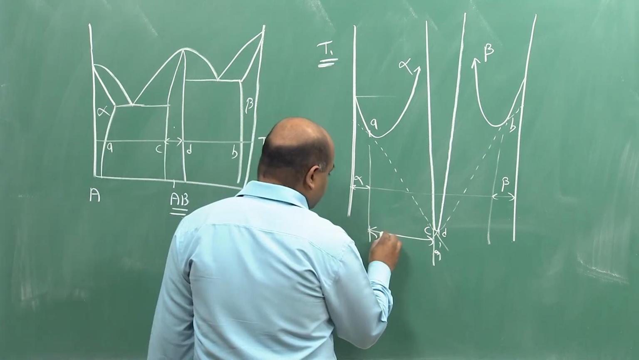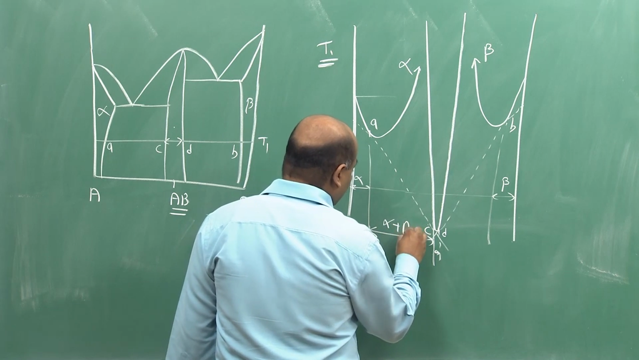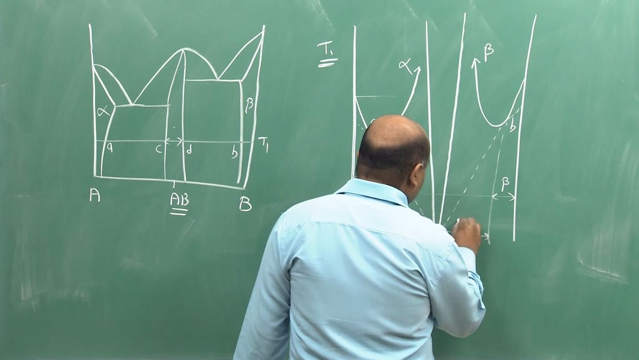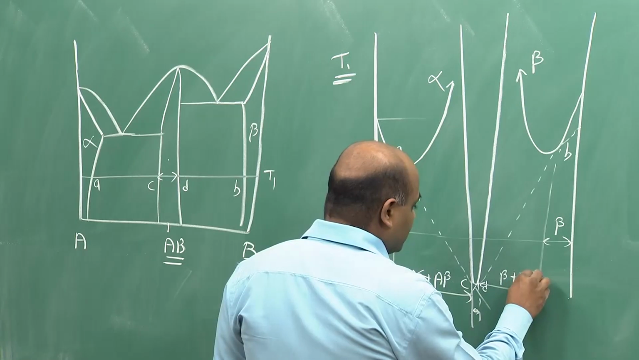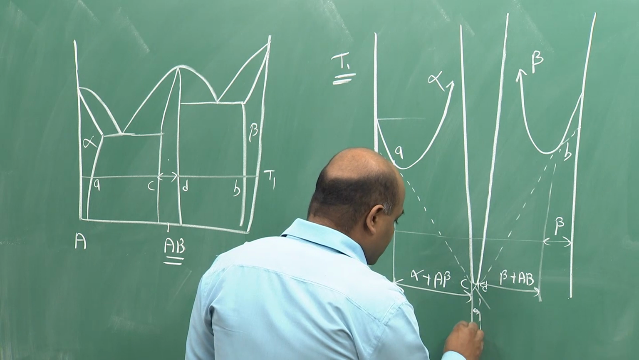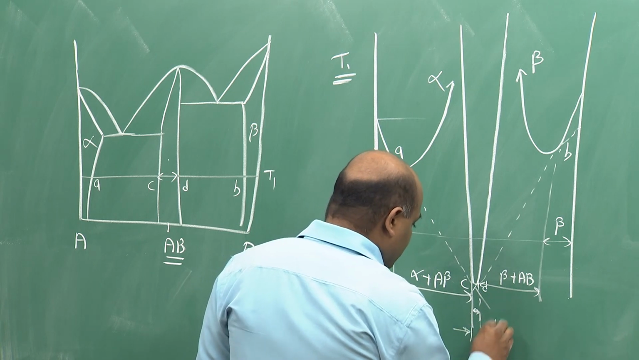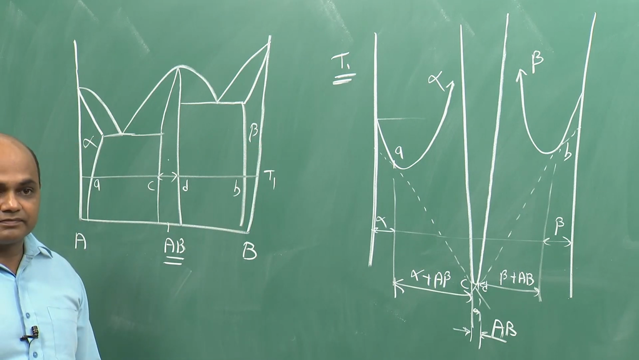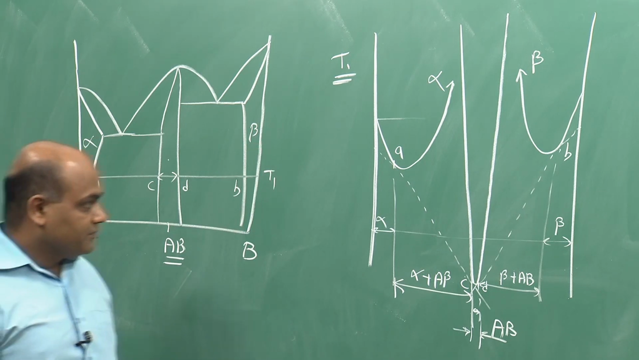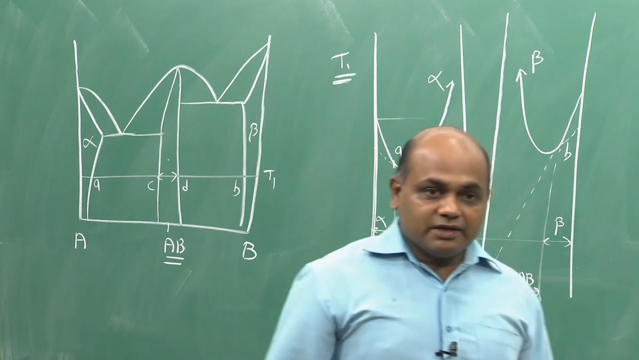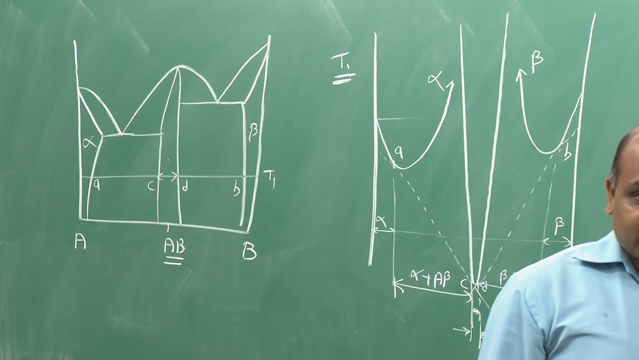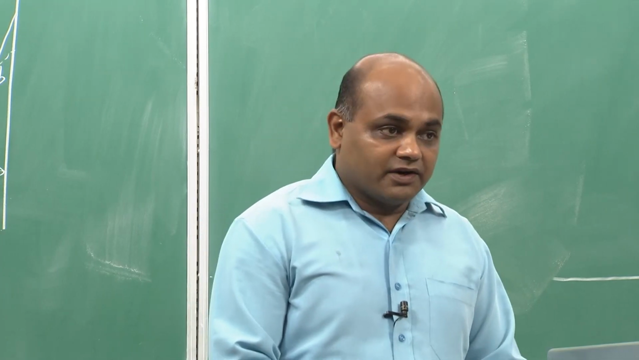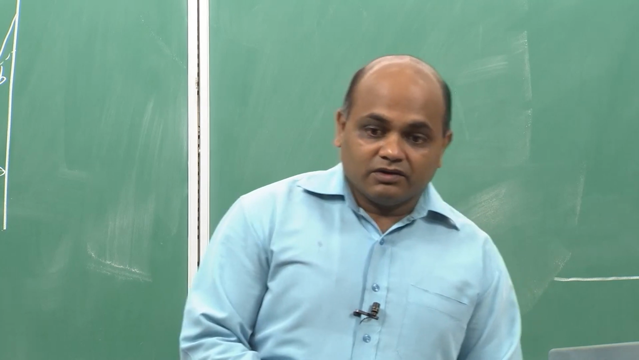So, this phase region is basically alpha plus AB, between D and B we have beta plus AB, and between this small region there is a single phase AB which is stable. Okay. So, when delta Hm is positive, there is a tendency for phase separation, and when it is negative, there is a tendency for ordering. All right, any question?